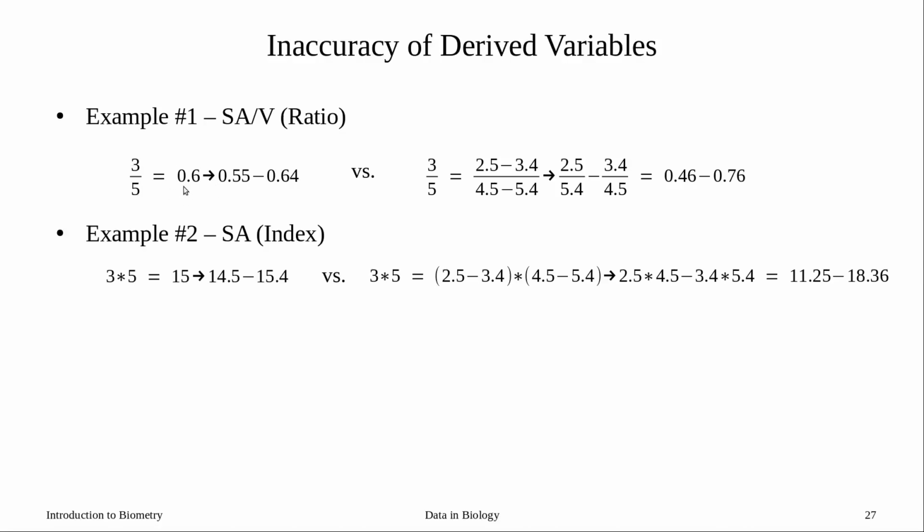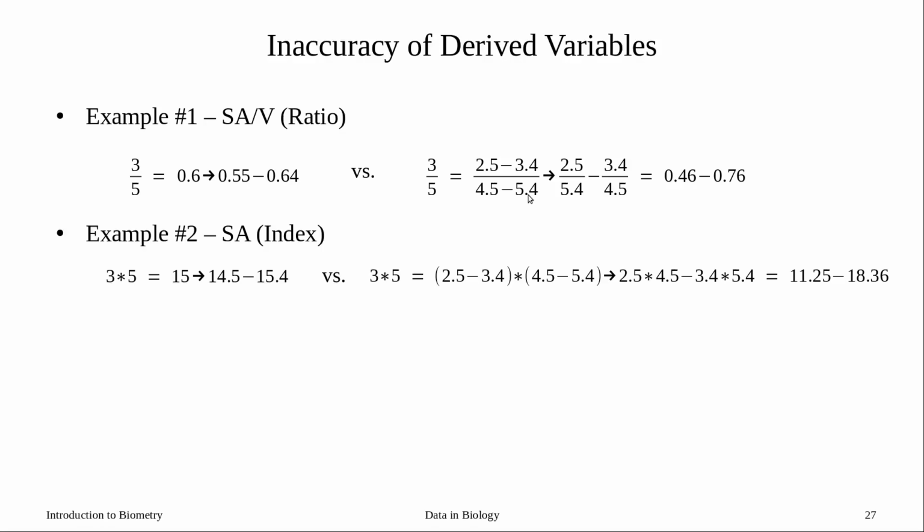Now, if we report this, it looks like our implied limits are 0.55 to 0.64, and you'd say, yeah, that's how we would round our numbers. But that's not reflective of the error, because this only reflects the final number. We have to account for the error of both the 3 and the 5, so we look at the implied ranges of both values. The implied range of 3 is 2.5 to 3.4. The implied range of 5 is 4.5 to 5.4.